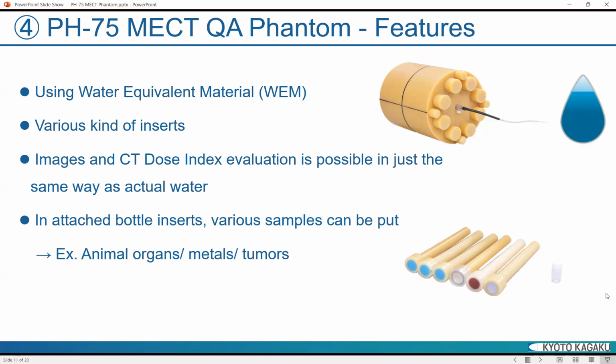A quite unique feature of our phantom is the water equivalent material, which has the same Hounsfield value as actual water. We use this instead of water, so there's no concern of leakage with this phantom. Also, the different kinds of insert. We will have a look at the list later. And images in CT dose index evaluation is possible in just the same way as actual water. Also, in the attached bottle inserts, different samples can be inserted as animal organs, metals, or tumors for evaluation later.